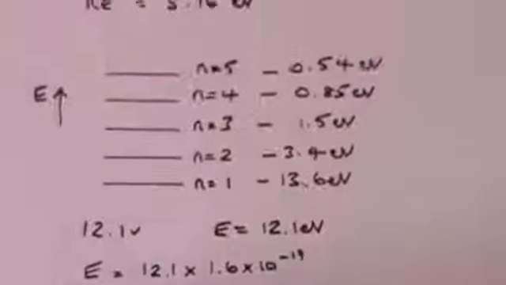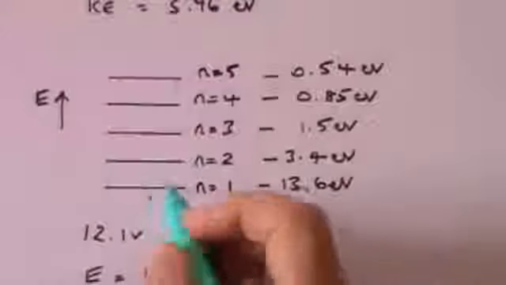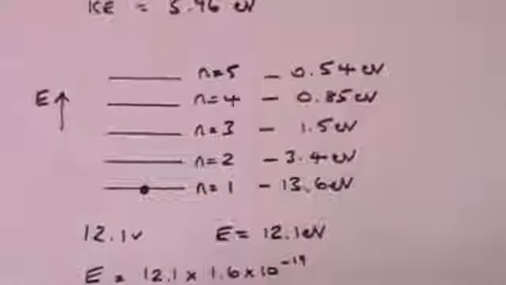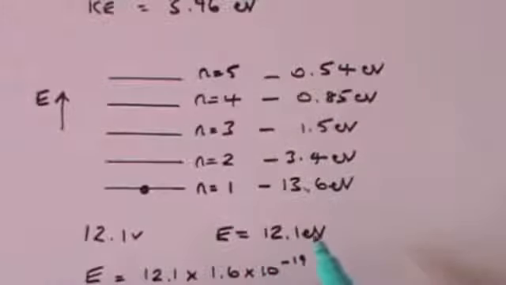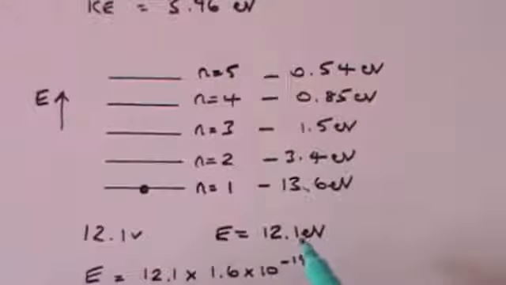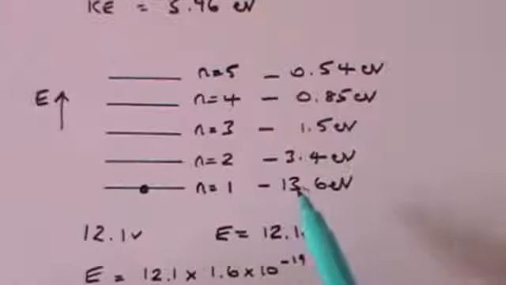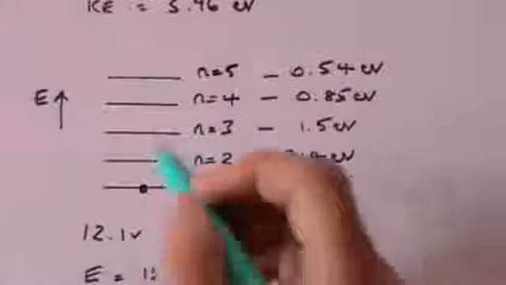The next question is, to what level will the electron, which is initially in the ground state, be promoted if it is given 12.1 electron volts of energy? So it's given plus 12.1 electron volts, and it is at a minus 13.6 electron volts state. So plus 12.1 minus 13.6 is equal to minus 1.5.